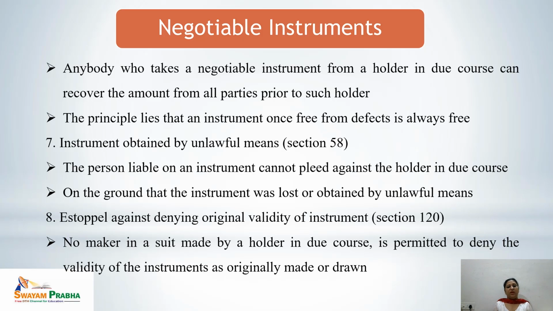Next is estoppel against denying original validity of the instrument, section 120. No maker in a suit made by a holder in due course is permitted to deny the validity of the instrument as originally made or drawn, meaning no kind of estoppel can be provided to the holder in due course.